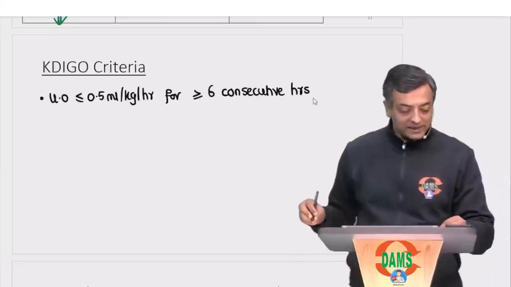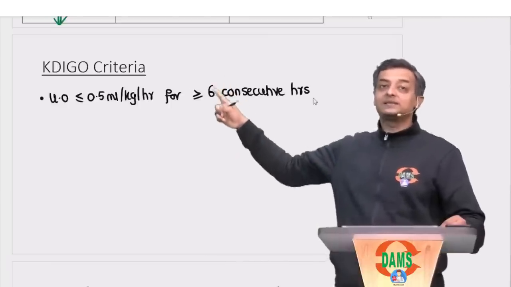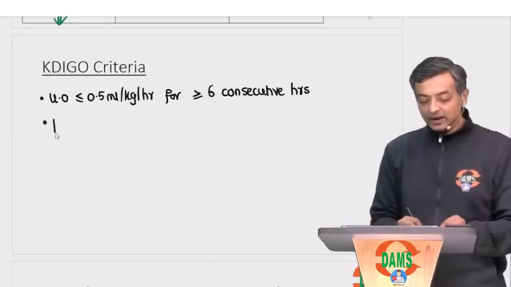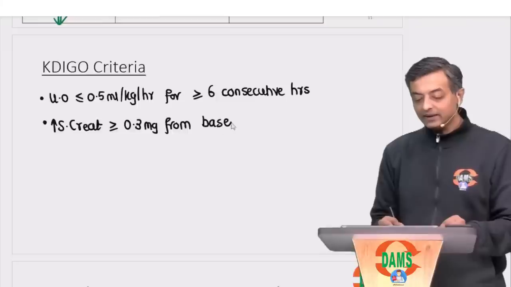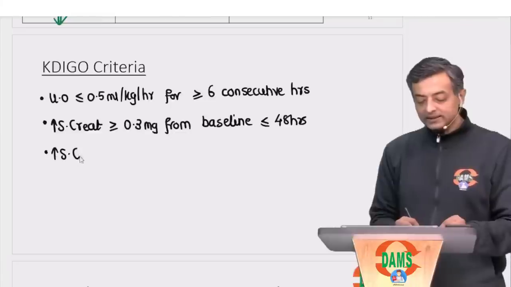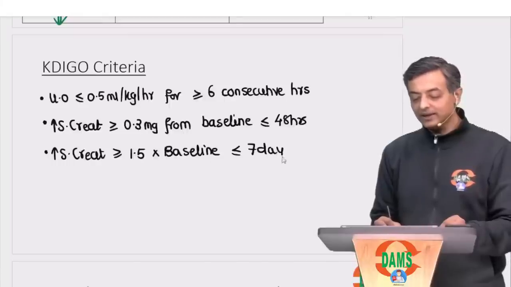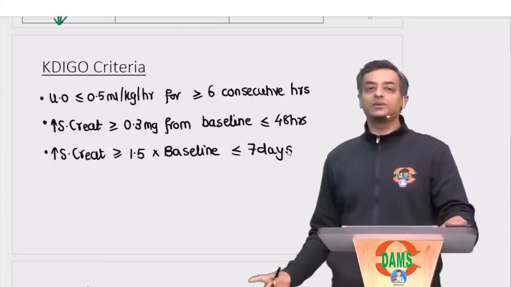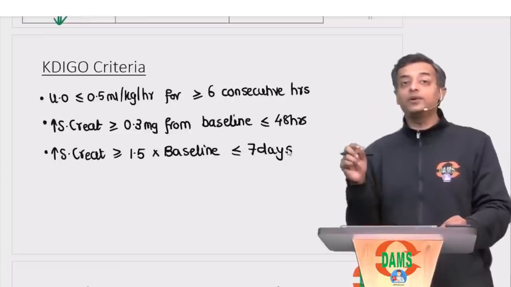So, if I ask you, minimum time for the diagnosis of AKI is 6 hours. Minimum time is 6 hours. Or there should be increase in the creatinine by more than 0.3 milligram from the baseline within 48 hours. Within 48 hours. Or there is increase in the serum creatinine by more than 1.5 times the baseline within 7 days. The diagnosis can be confirmed as acute kidney injury. Must know criteria. KDIGO criteria for confirmation of acute kidney injury.